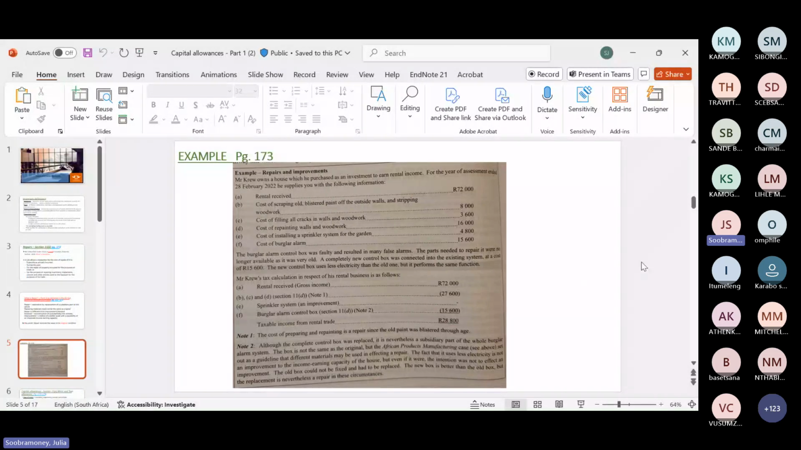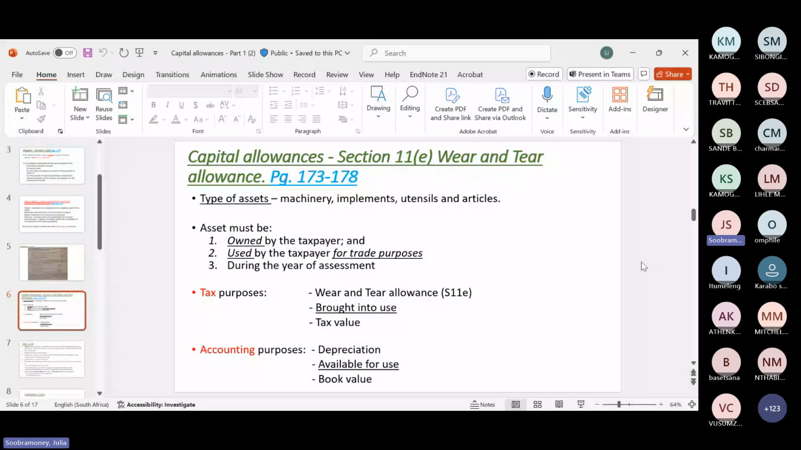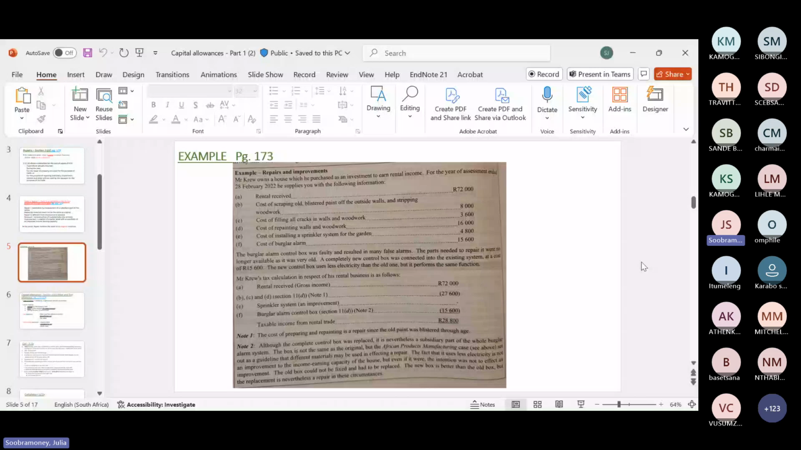So in a nutshell, a repair is easy. You will be able to identify if I'm speaking about a repair in a test or the exam. I will tell you machine X broke down and had to be repaired, and then I'll give you background information, and then you need to decide: is it a repair or is it not a repair? And then you need to know repair is a special deduction, 100% deductible.